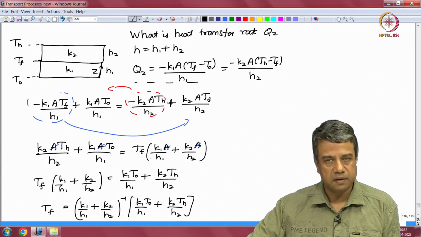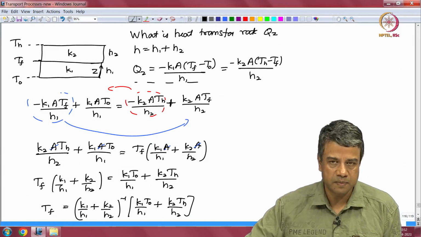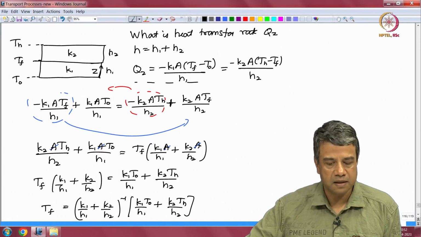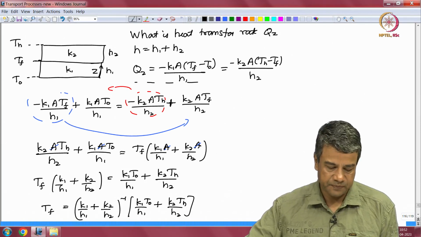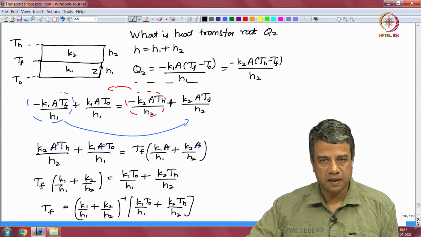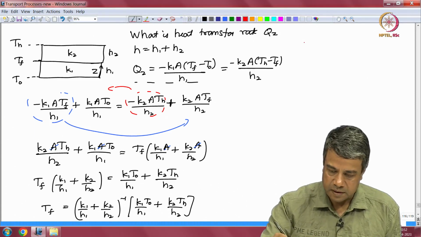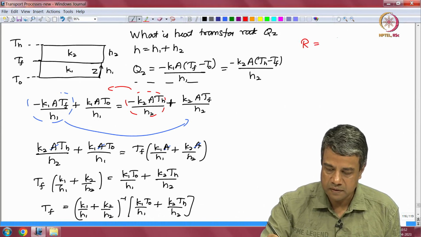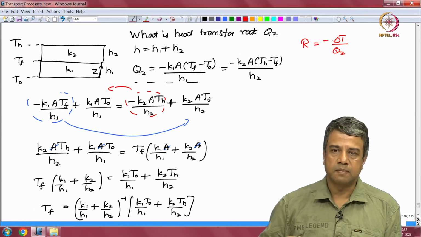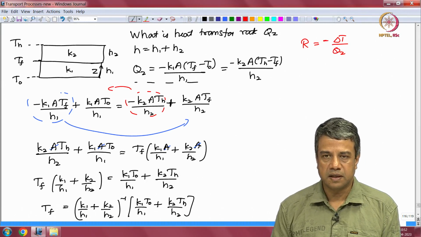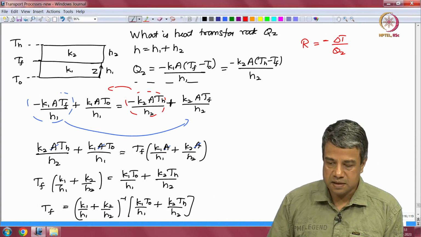If we have multiple materials in a composite slab consisting of multiple materials with different heights and different thermal conductivities, you can use the analogy with the electrical resistance. Okay. The ratio of the transport rate, okay, the resistance is equal to the ratio of the temperature difference divided by the transport rate with a negative sign, because the transport rate is in the direction opposite to the temperature gradient. So, you can use this as the resistance.